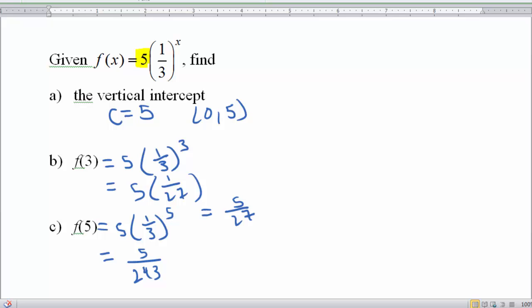So again, this is another one that would be exponential decay, because as you go to the right here, the values of y are getting closer to 0, right? Like if I did f of 10, it would be even smaller. It would be 5 over an even bigger number. If I did f of 100, it would be 5 over an even bigger number. So they're getting really, really close to 0.